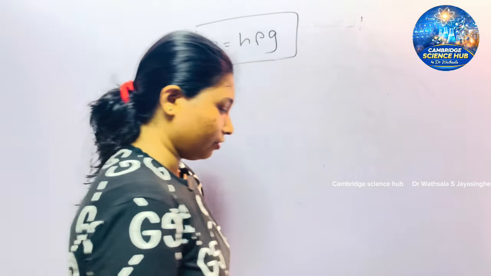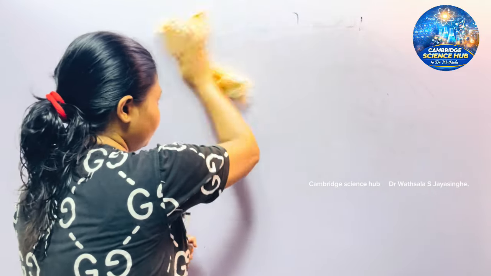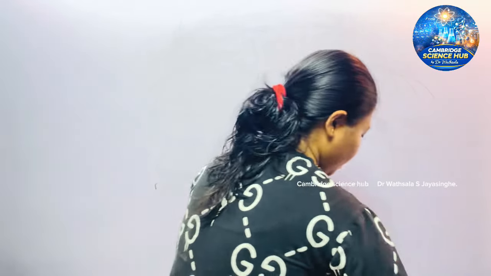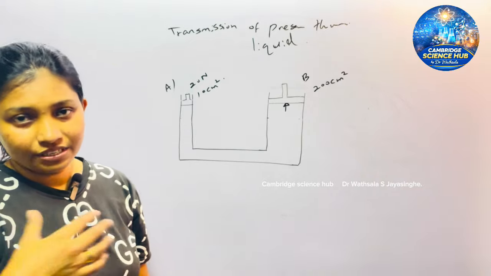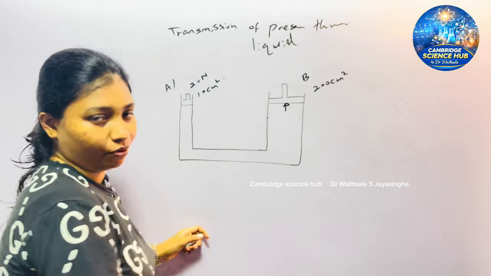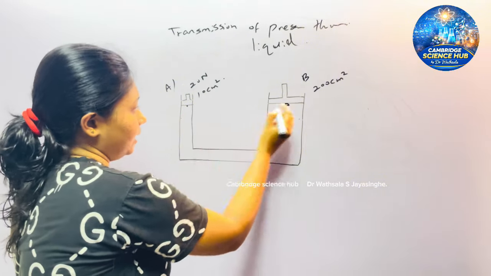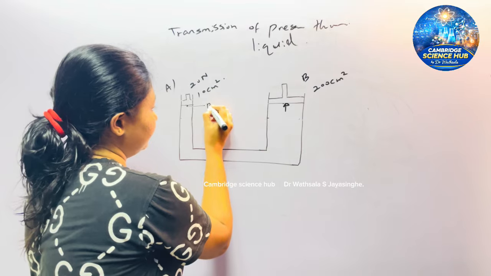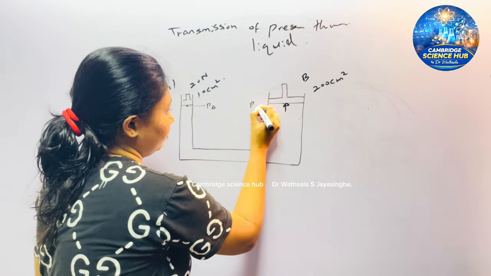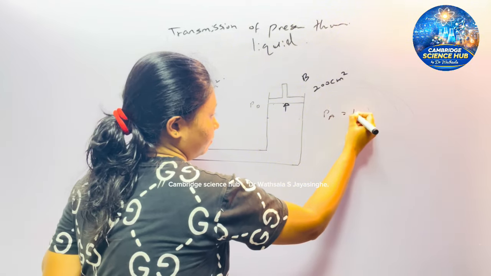Now let's learn about the transmission of pressure. Transmission of pressure through liquid. Already we studied that pressure at a given point in a particular liquid is the same. I'll take this as point A and that as point B. So there are two pistons there. Pressure here must be equal to the pressure here. That's a must. Pressure at the same level should be equal in a particular liquid.